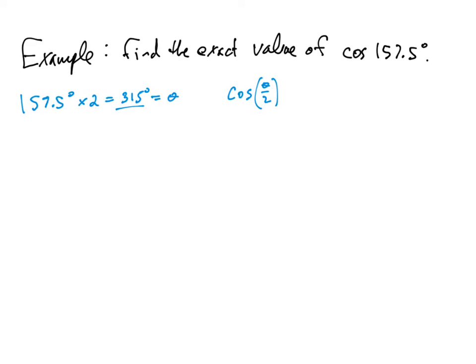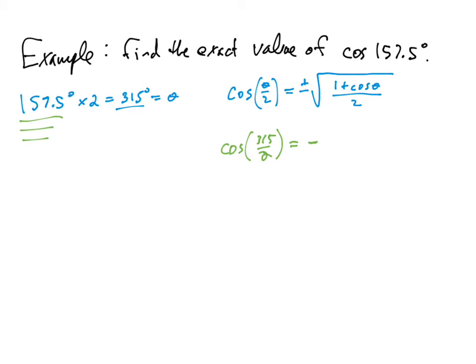So how we're going to do this is we will say cosine of 315 over 2, and we want to write it this way because 315 divided by 2 gets us the actual angle we're trying to find. So cosine 315 over 2. Now we're going to use the negative sign here because 157.5 is in quadrant number 2, and cosine is negative in quadrant number 2. So negative square root of 1 plus cosine, and for theta, we're going to use 315 divided by 2.